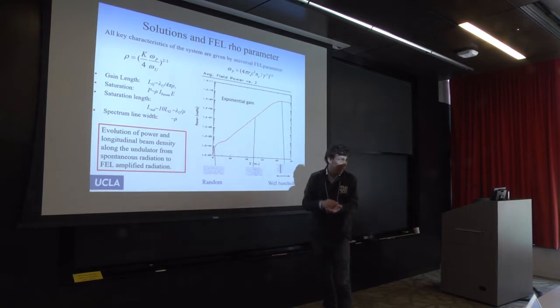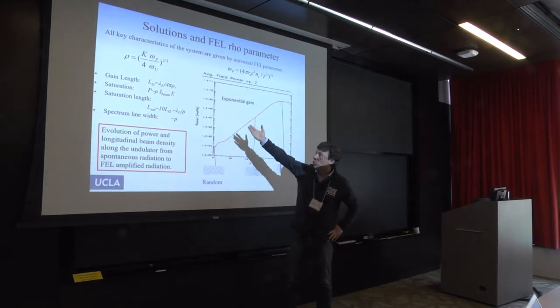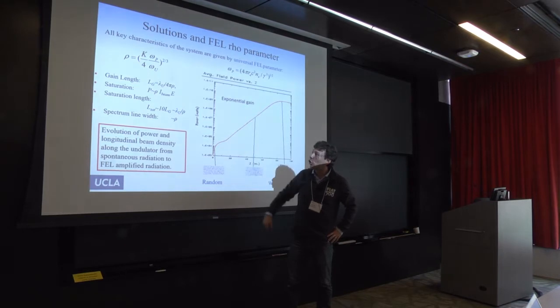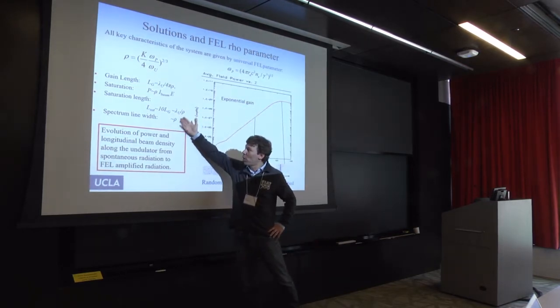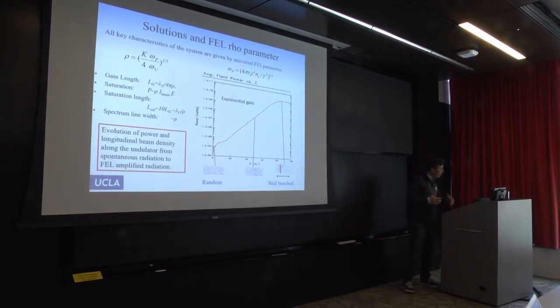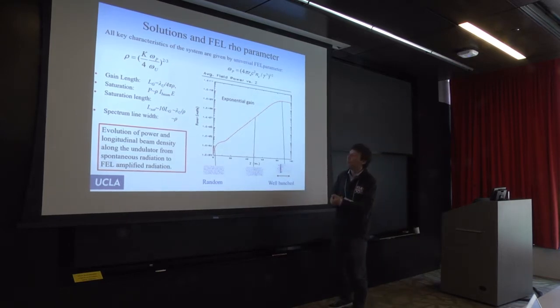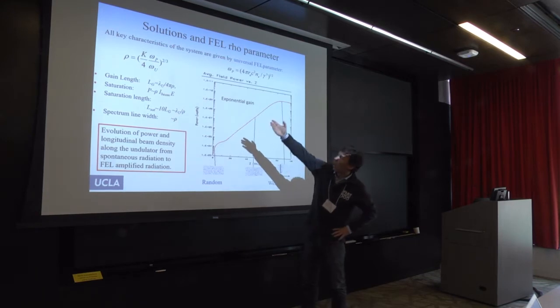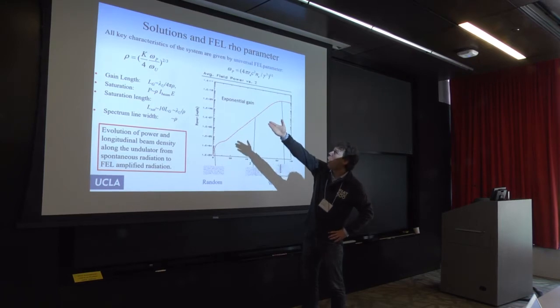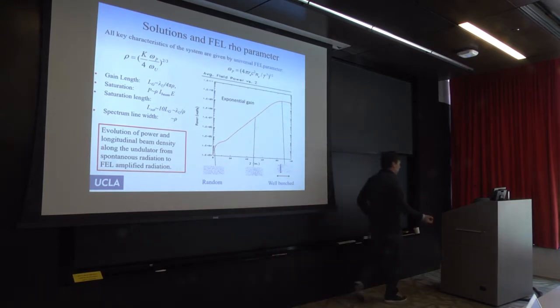Yeah, the gain length, which means this exponential constant that will tell you how much the radiation is growing, depends on 1 over rho. The saturation power is proportional to rho. The saturation length is proportional to 1 over rho, and the spectral line width is proportional to this rho factor. So in general, in order for the system to be shorter, more efficient, better, with more radiation, you want rho, which is this particular combination of the plasma frequency of the beam divided by omega u, the undulator frequency, and the coupling is proportional to k to the 2/3, the coupling factor. You want that to be as large as possible.